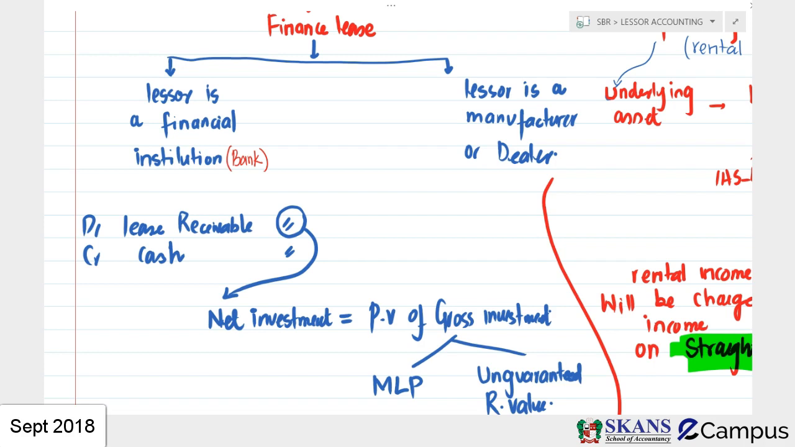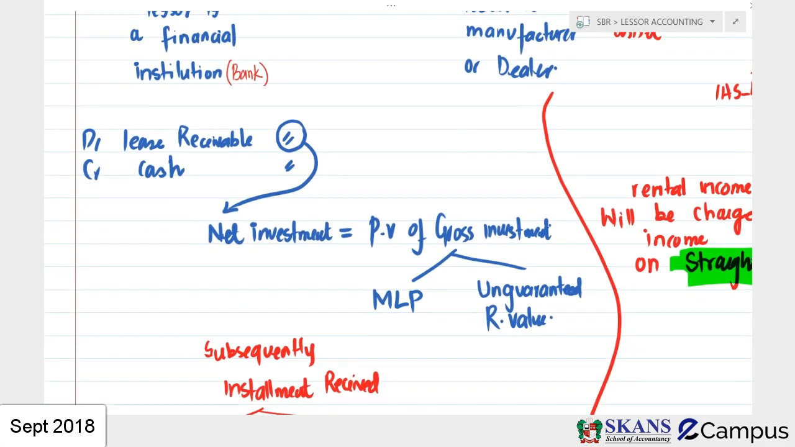So debit will be lease receivable and credit will be cash. They are giving cash away. They are not giving assets. So the asset entry will not be there. So lease receivable to cash. These entries will be with net investment. What is the net investment, guys? It's the present value of gross investment, and gross investment includes minimum lease payments, what actually minimum the lessor is going to receive, plus unguaranteed residual value. Unguaranteed residual value is what the lessor is going to receive, but it is not guaranteed by the lessee.